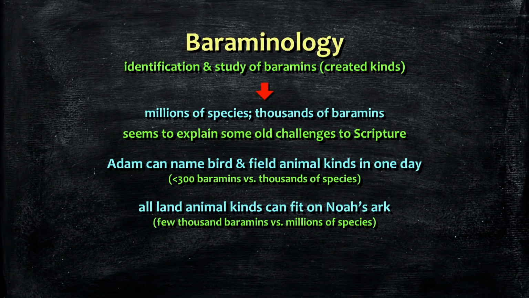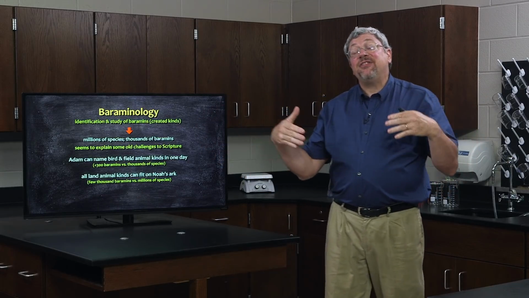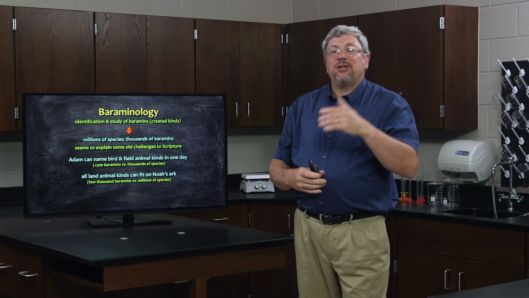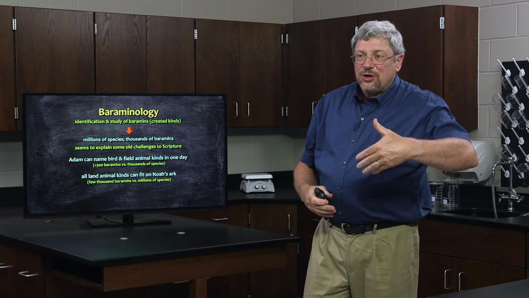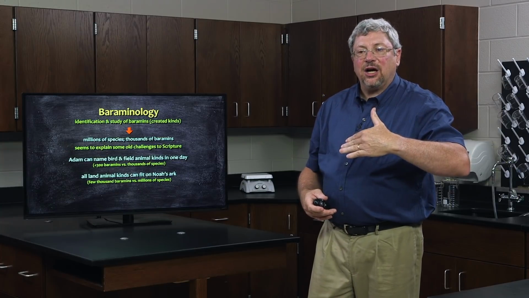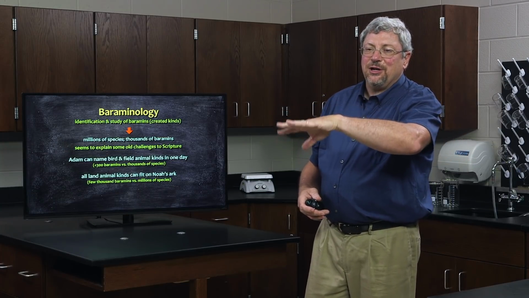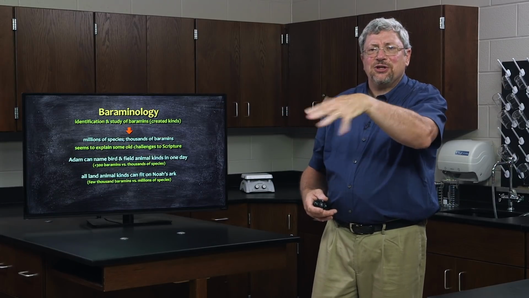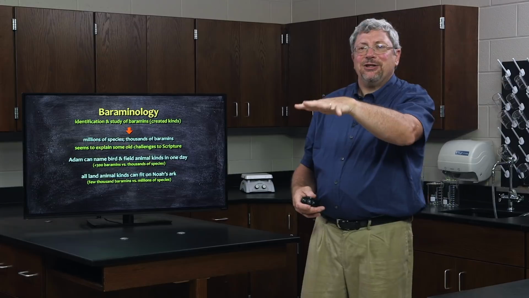Another concern is the flood account. If in fact the created kinds are species, then there would have had to have been millions of species on the ark. There just isn't enough room on the ark for that. But if in fact the created kind is at the level of the family, there's probably only a few thousand created kinds that would have had to be on the ark. The ones that swam didn't have to worry about being on the ark. It's hard to know where you'd put them if they're swimming organisms. You'd have to have a fish tank or something in the ark for it.